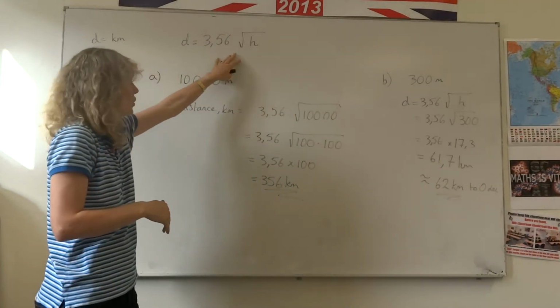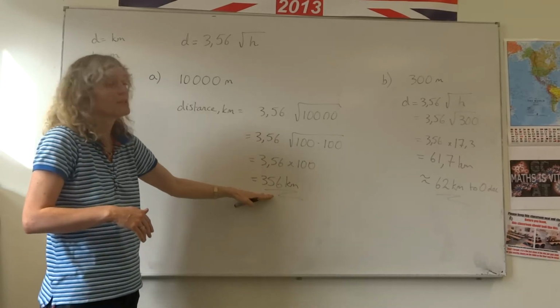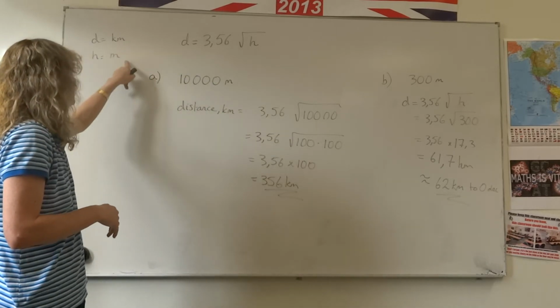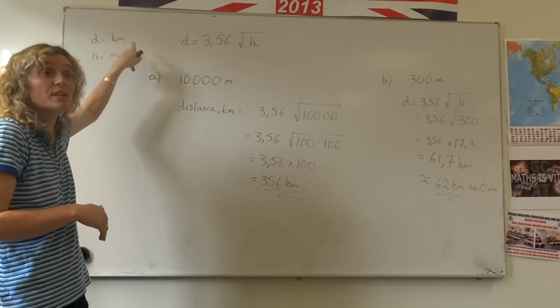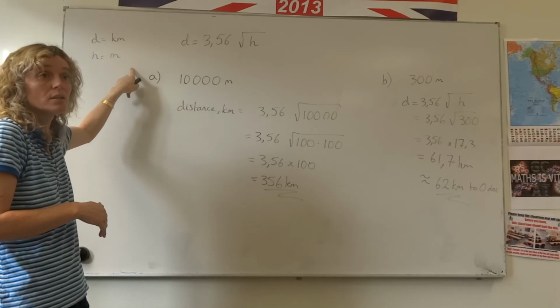And if we were in an aeroplane at 10,000 meters high, we'd be able to see 356 kilometers. And the unusual thing here was that we've got different units. They've given us a formula with different units, so keep them in those units. Okay?